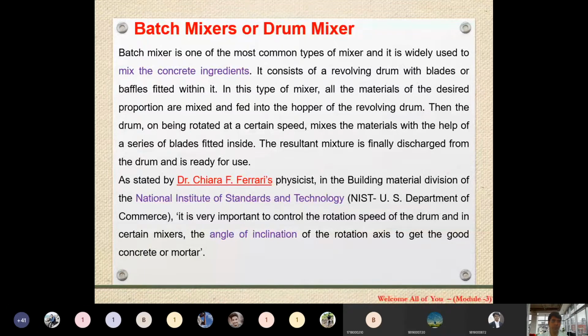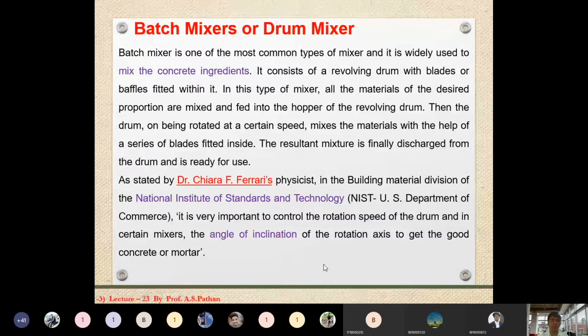As stated by Dr. Chiara Ferraris, a physicist in the Building Materials Division of the National Institute of Standards and Technology, NIST, US Department of Commerce, it is very important to control the rotation speed of the drum, and in certain mixers, the angle of inclination of the rotation axis, to get good concrete or mortar. This angle of inclination is very important.